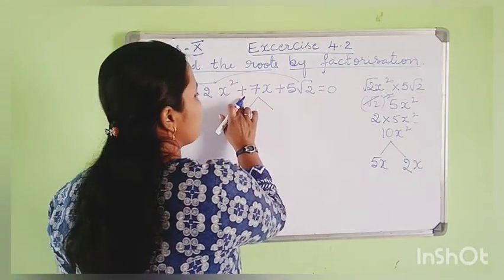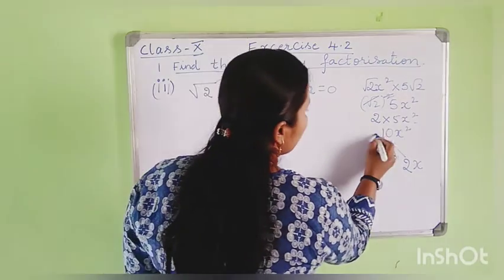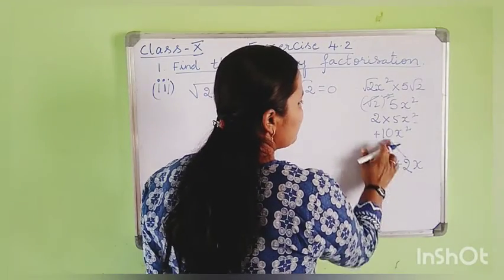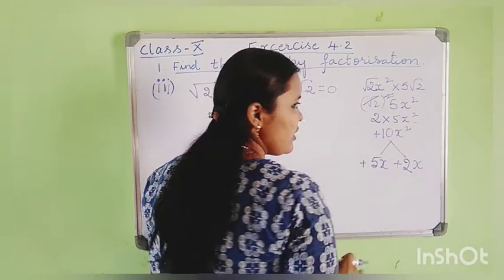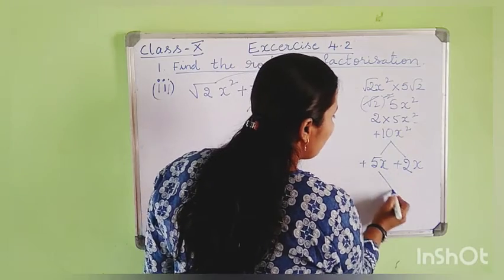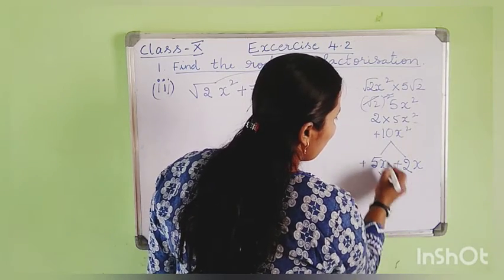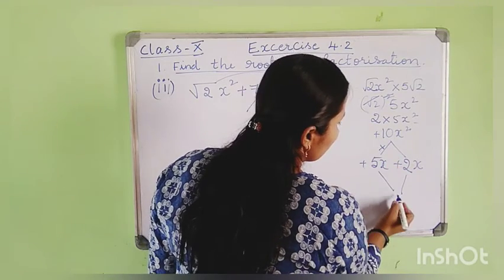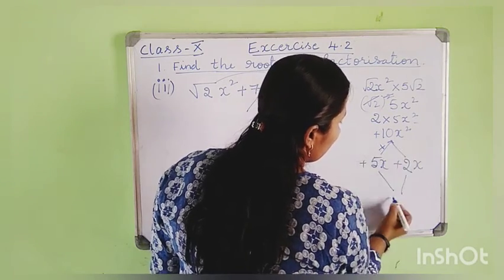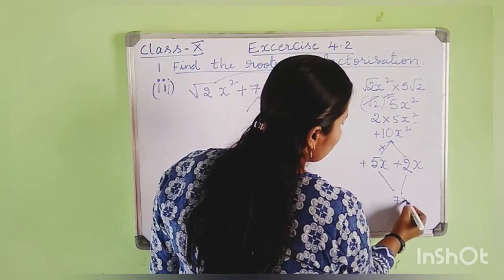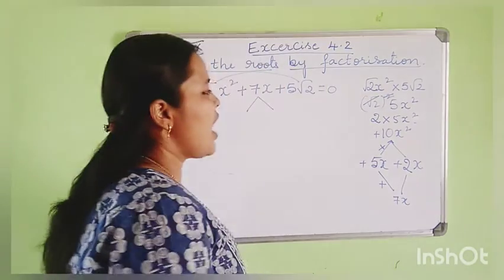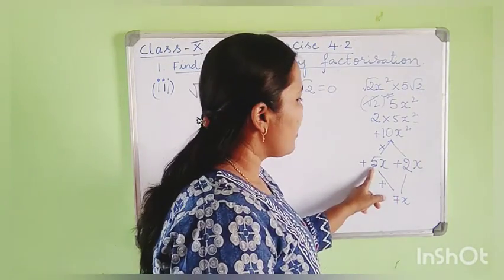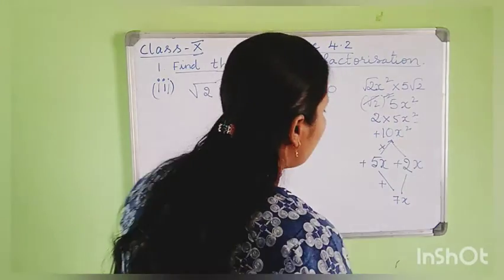So both plus, we need plus 7x. You can take both plus. See, you can check now: plus into plus is plus, 5 2s are 10, and x into x is x square. When we add these two factors, we will get 7x. The same factors when you multiply will get 10x square.